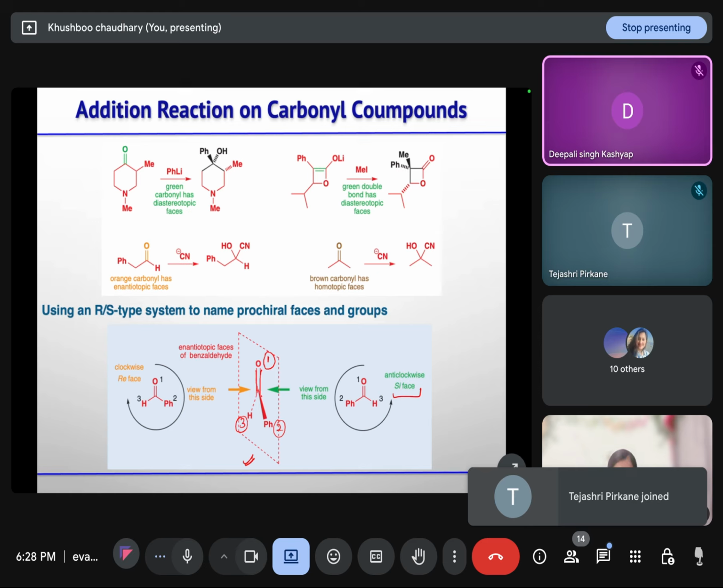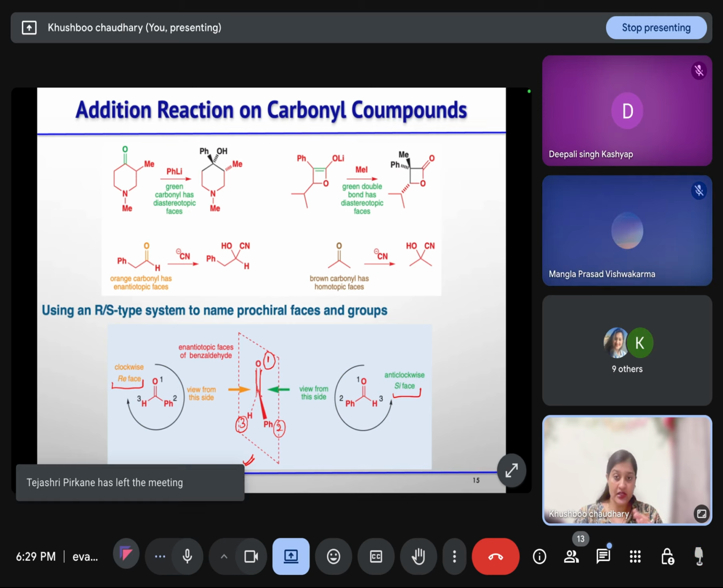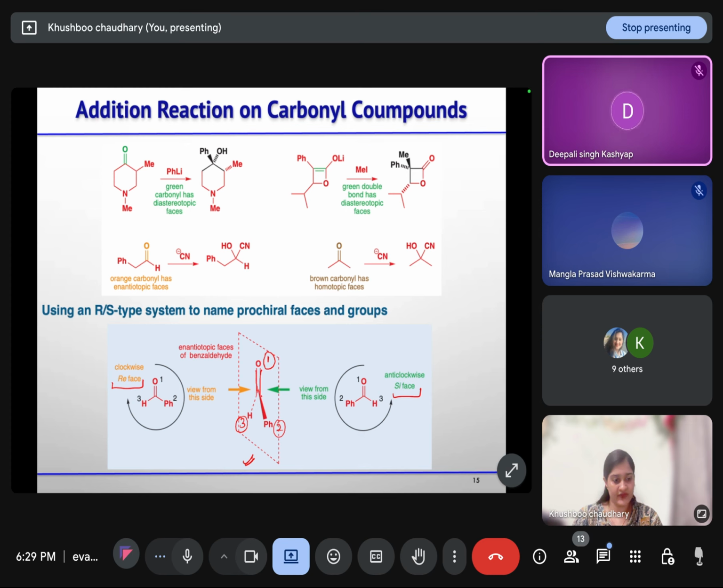And similarly, if I'm seeing from this side, now this is 1, this is 2, and this is 3. So this is clockwise rotation. If the rotation is clockwise, then that is the re face. If the rotation is anti-clockwise, that is the si face. Clear?